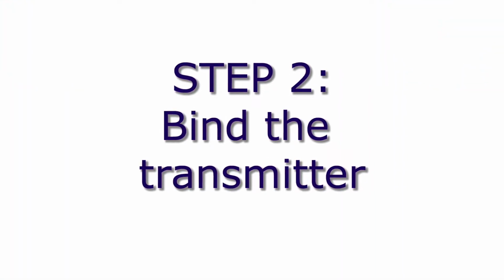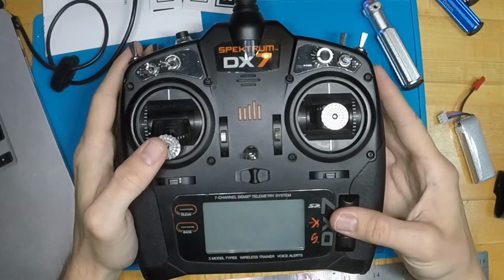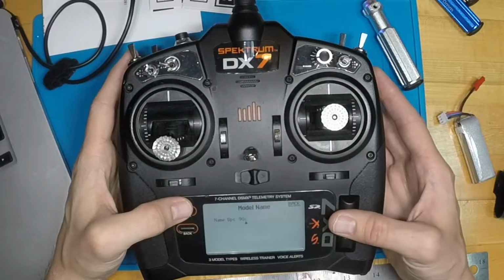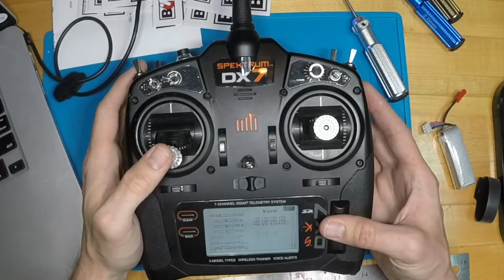Okay, the next thing I like to do is get my transmitter bound to the quad. All right, I'm gonna turn on my transmitter and go in and set up a new model and go ahead and add the name for it. All right, these next settings are Spektrum specific.